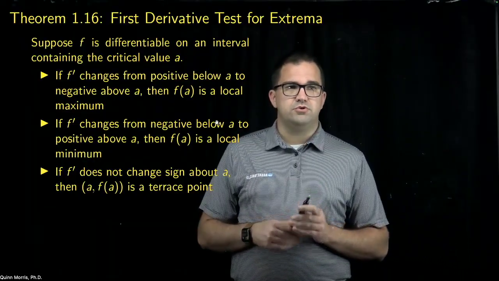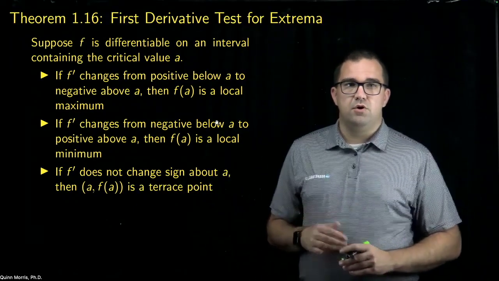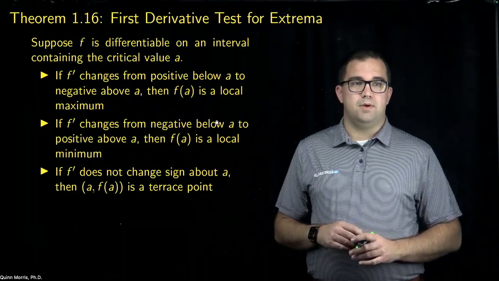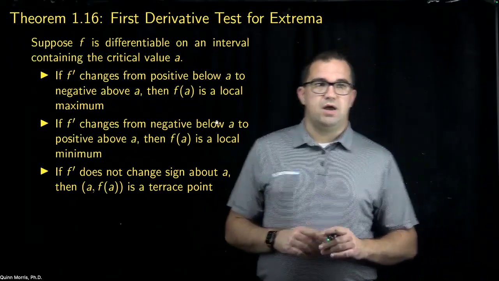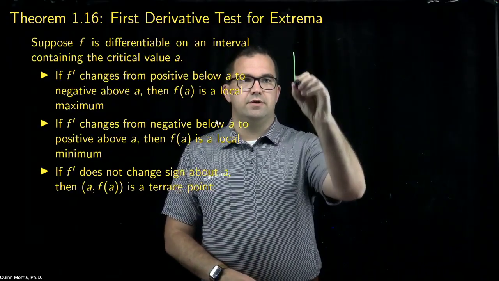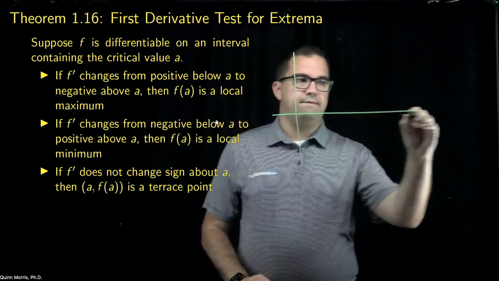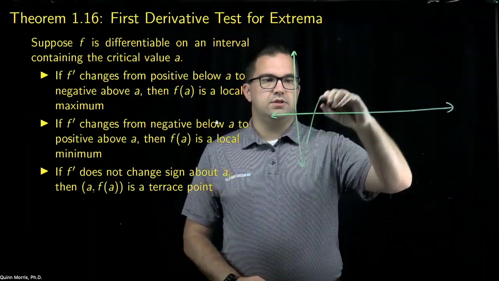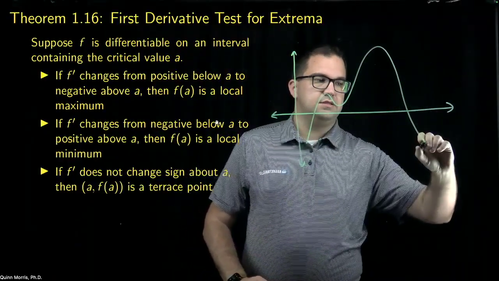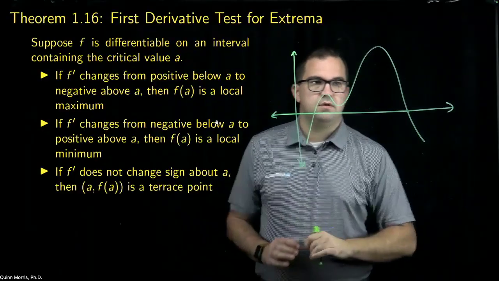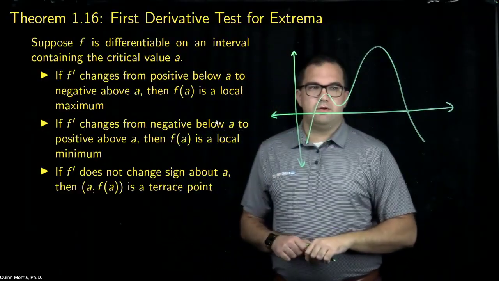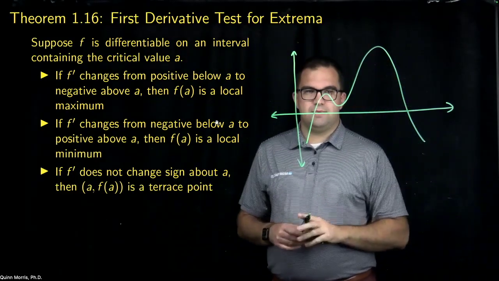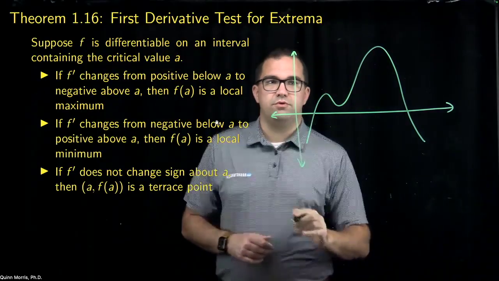So the first derivative test gives us a method for determining whether a critical value is a local maximum, a local minimum, or neither. To help us understand this theorem, let's imagine that we have some function, and we can imagine that the graph of this function looks like this. Let's say our goal was to find the local maximum or minimum values. To begin, the first thing we would do is look for the critical values.